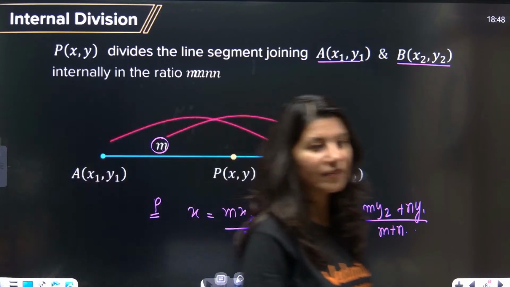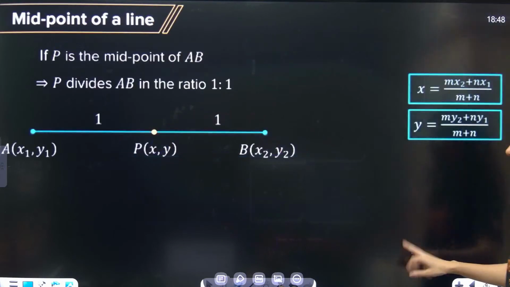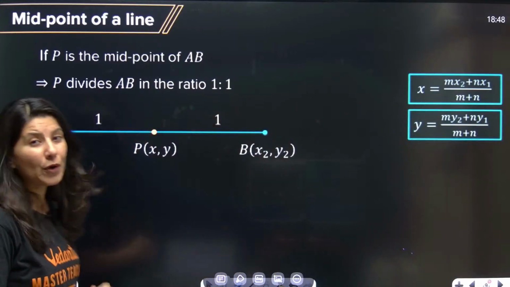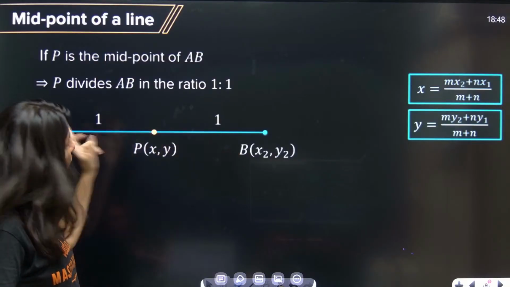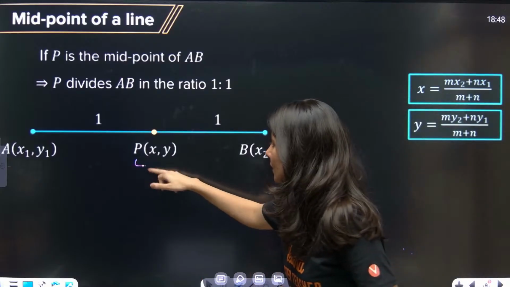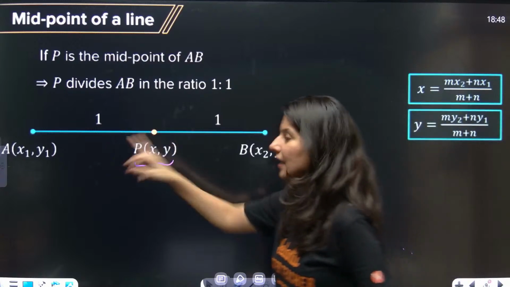Okay, everybody, internal division clear? Yes. Now, this is very important, midpoint of a line. So suppose in this case, midpoint means what? P divides the line joining AB in which ratio? 1:1 ratio, correct? Now, P over here is the midpoint of AB, correct?